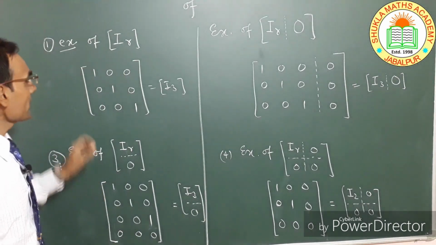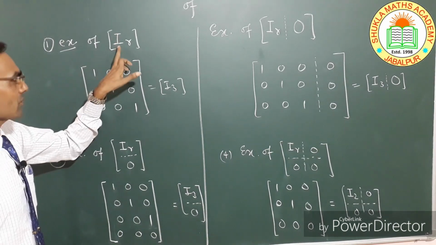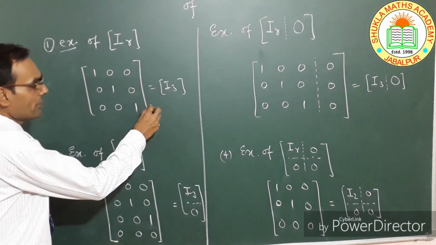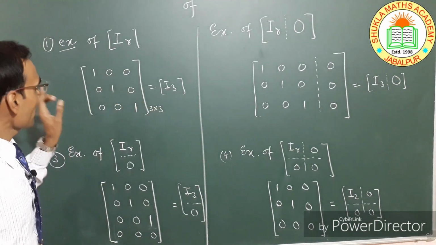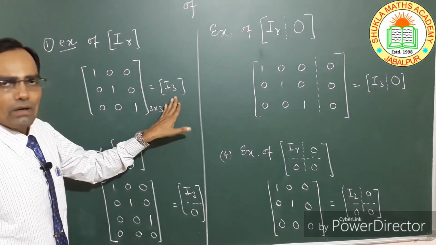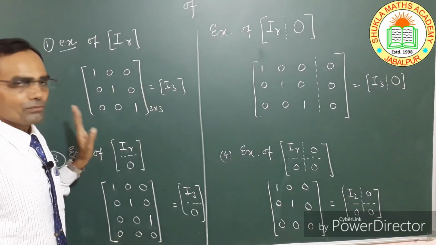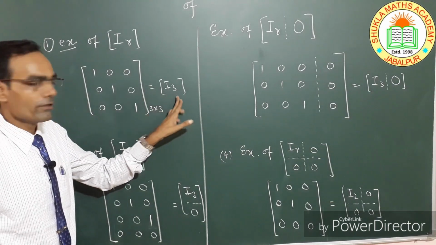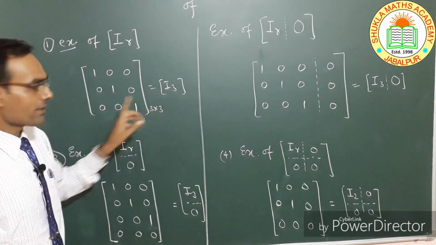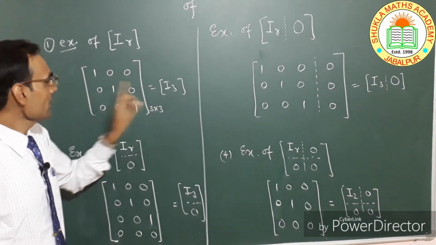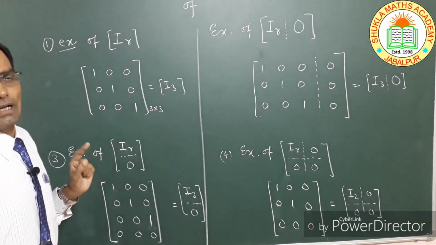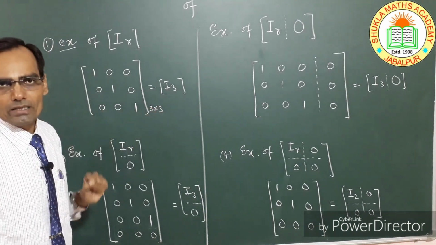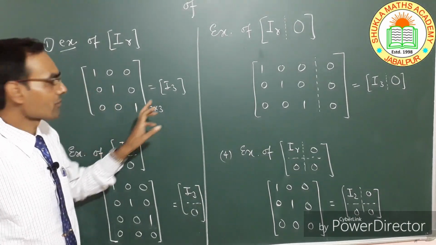Our first normal form is I_r, where I is the unit matrix of order r. Now see here, this is the unit matrix of 3 cross 3. So this can be written in the form of I_3, because I_3 is the normal form of this matrix. By using this normal form I_3, we can easily find the rank of this matrix. The rank of a matrix found by using normal form will be equal to the order of the unit matrix in the normal form. So the rank of this matrix will be 3.